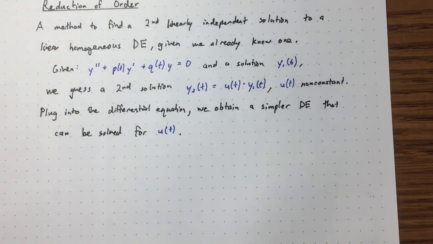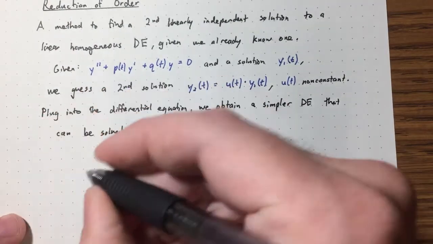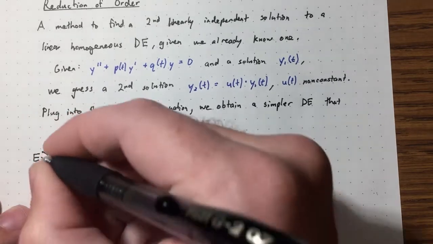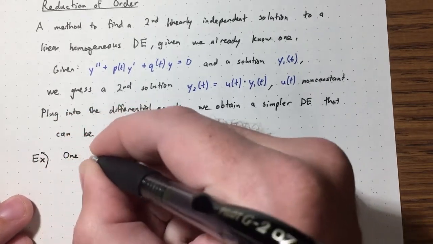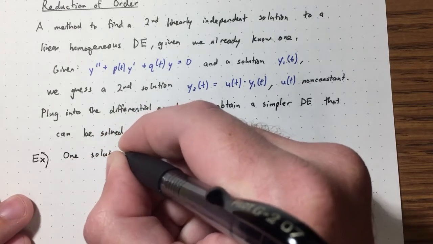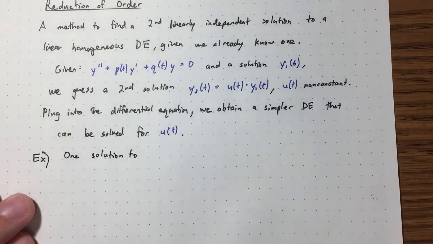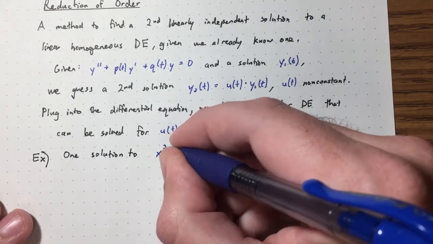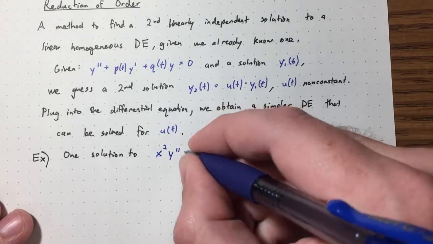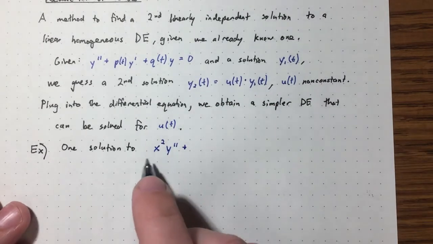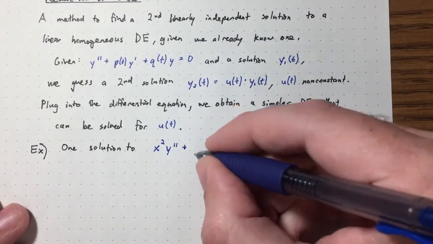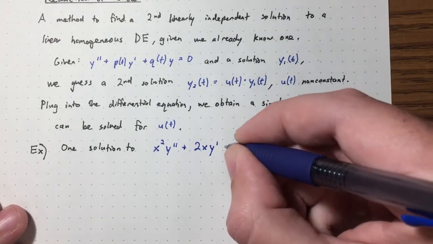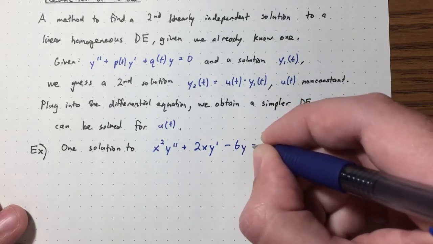The best way to see this is by doing an example. So I've constructed an example of this. I'm going to tell you one solution. And just for fun, let's do a differential equation that does not have constant coefficients. So x squared y double prime, using the independent variable x just to change things up a little bit, plus 2x times y prime minus 6y equals 0.